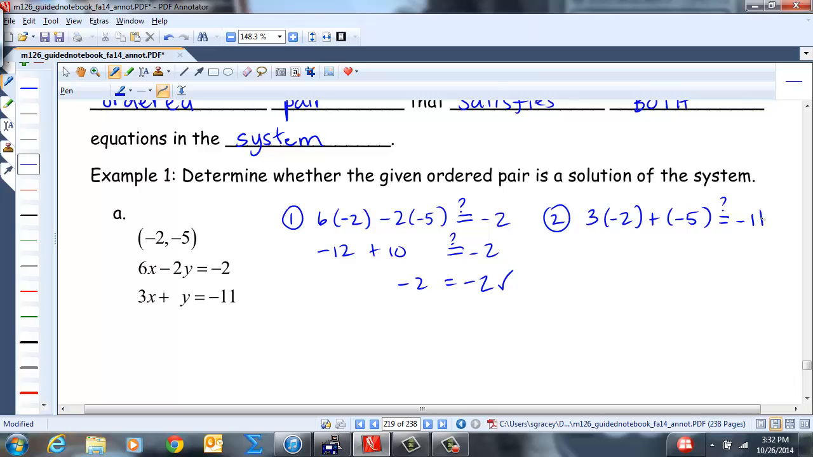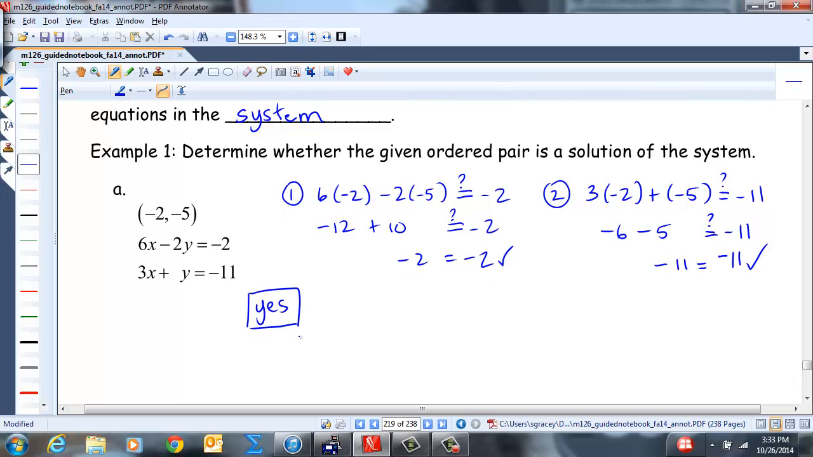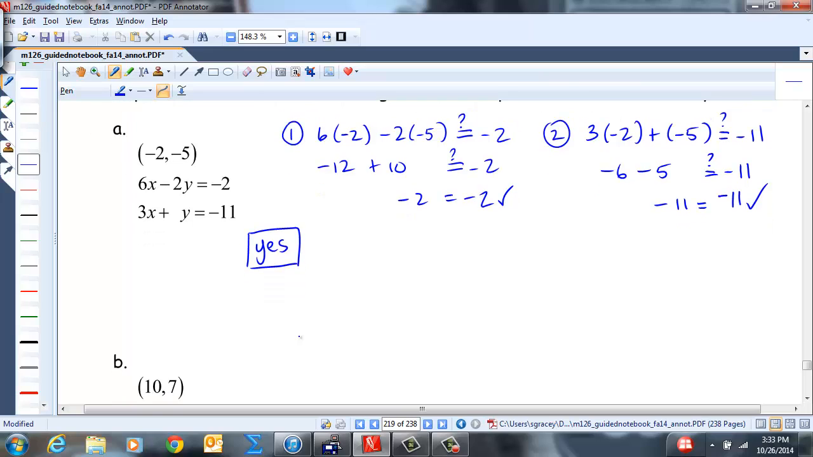All right, so we'll get negative 6 plus, actually minus 5. Is that equal to negative 11? Negative 11 sure equals negative 11, so that checks out. So we would say yes, because it works. The ordered pair is a solution to both lines.